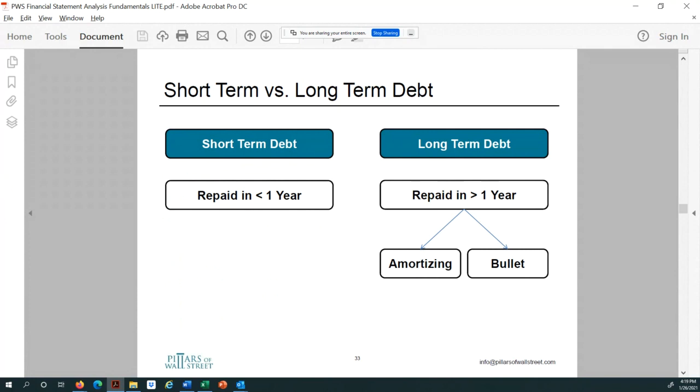Okay, if the principal is paid back annually over time, it's known as amortizing debt. If it's paid back in one lump sum at the end, it's a bullet payment. Yeah, as we said before. Okay, so some senior debt is amortizing in nature, whereas a lot of the junior debt is just bullet in nature.